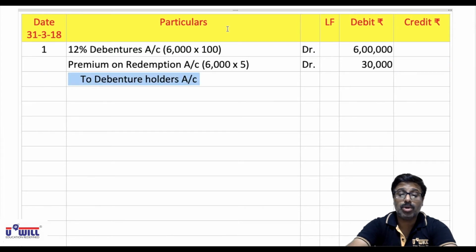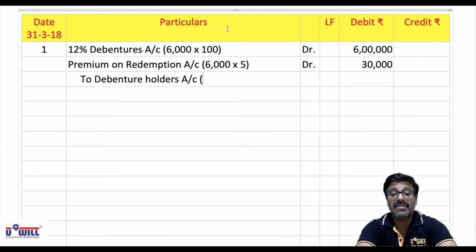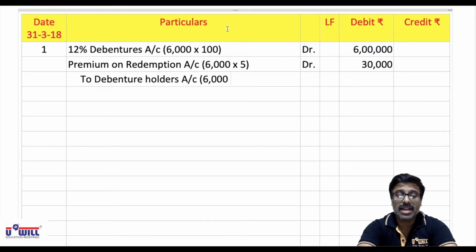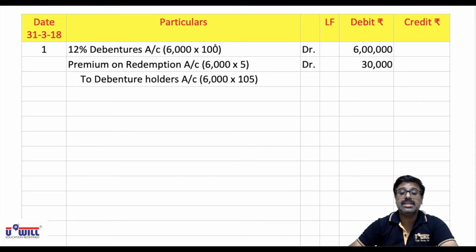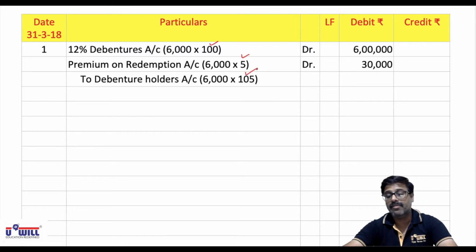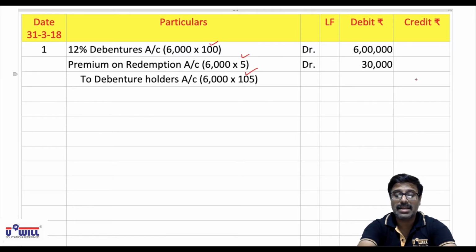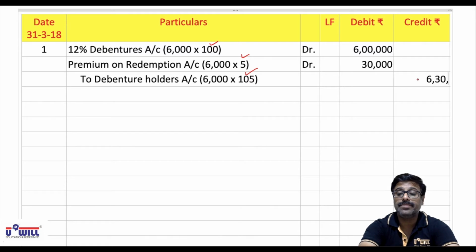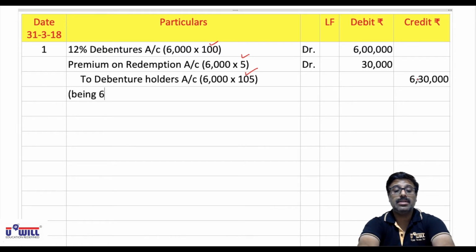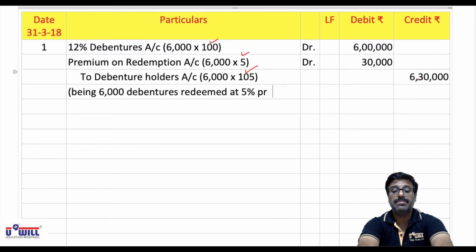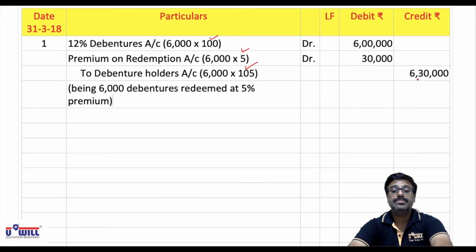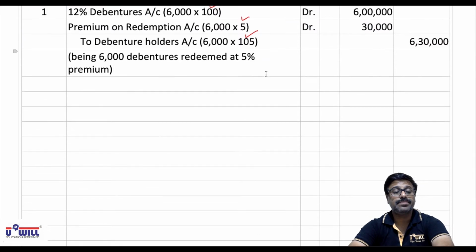And then to debenture holders, what we have to pay is 105 rupees. 100 of face value, 5 of premium. Means the total amount we have to pay to debenture holders is this 100 plus 5, 105. So that comes to 6,30,000. Being 6,000 debentures redeemed at 5% premium. I hope everyone is clear with this.